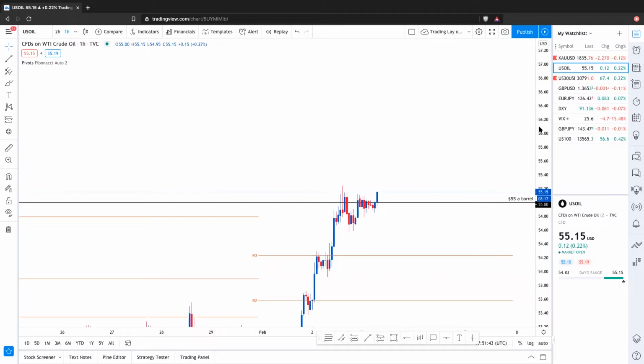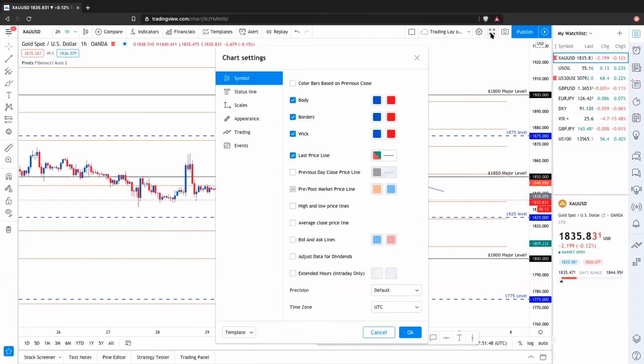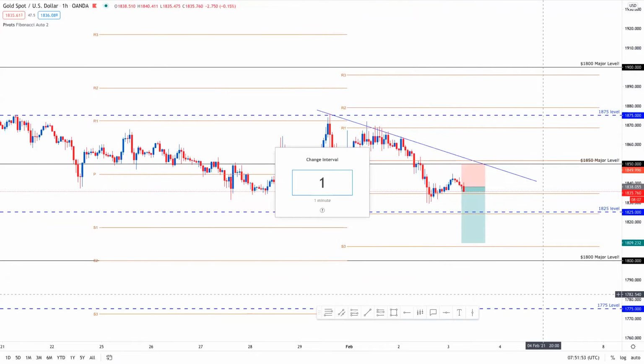So let me start off with gold. I think gold is quite interesting. So this is gold. Let me just start off from the weekly chart.